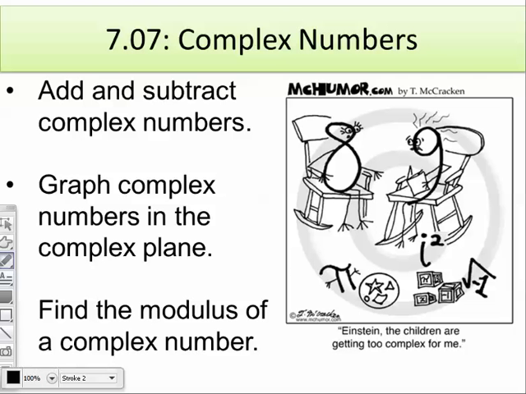So, where are we? Complex numbers. Complex numbers are really nothing more than imaginary numbers with additional parts to them. We're going to show you how to add and subtract them. We're going to show you how to graph them on a complex plane. And we're going to find a new mathematical approach called the modulus of a complex number. Okay? It's kind of interesting.